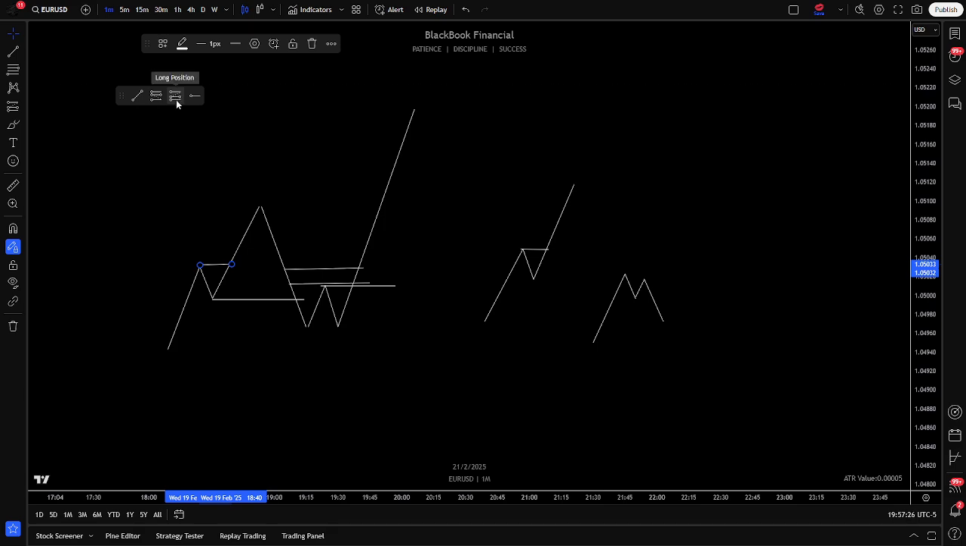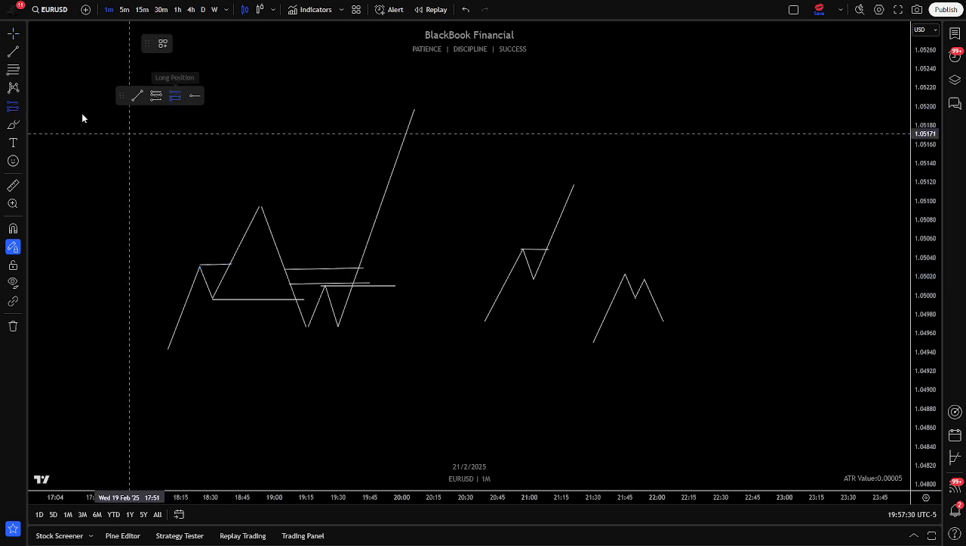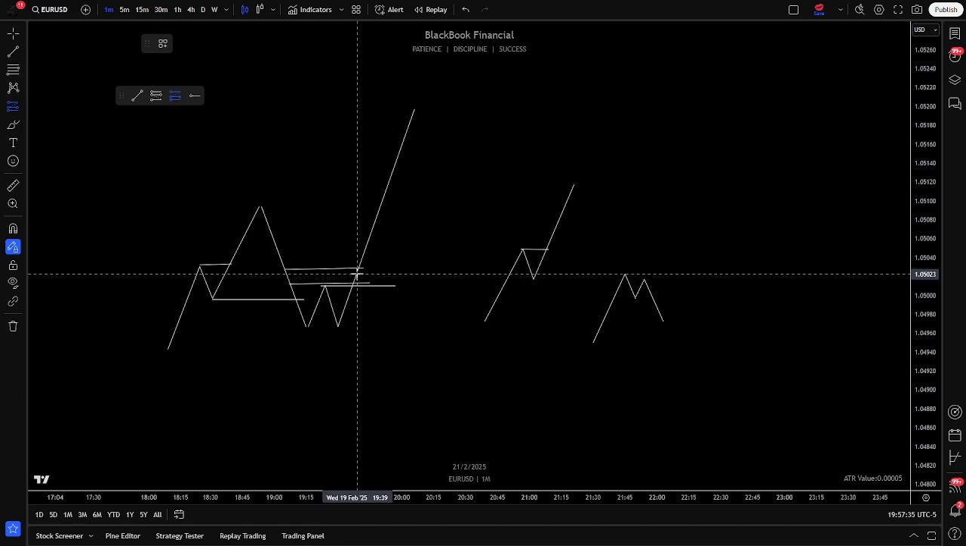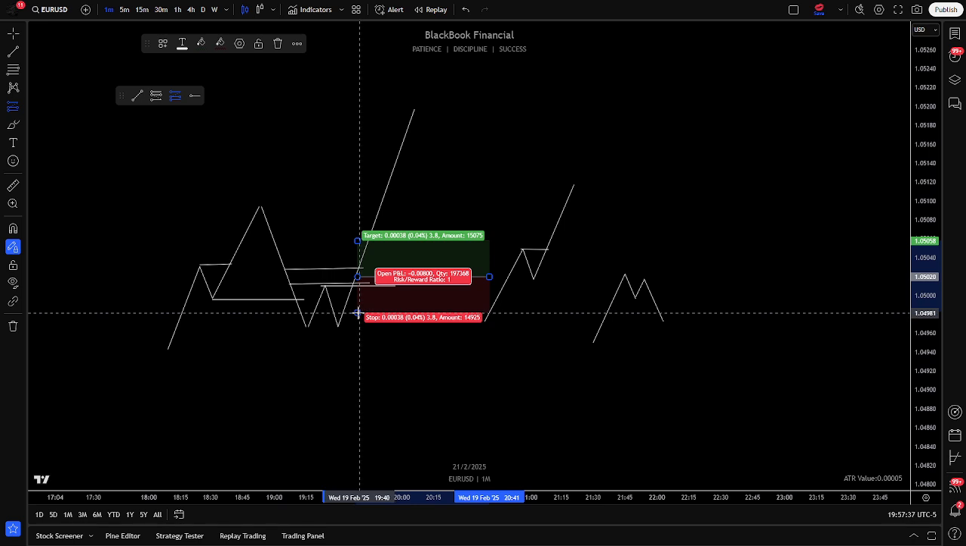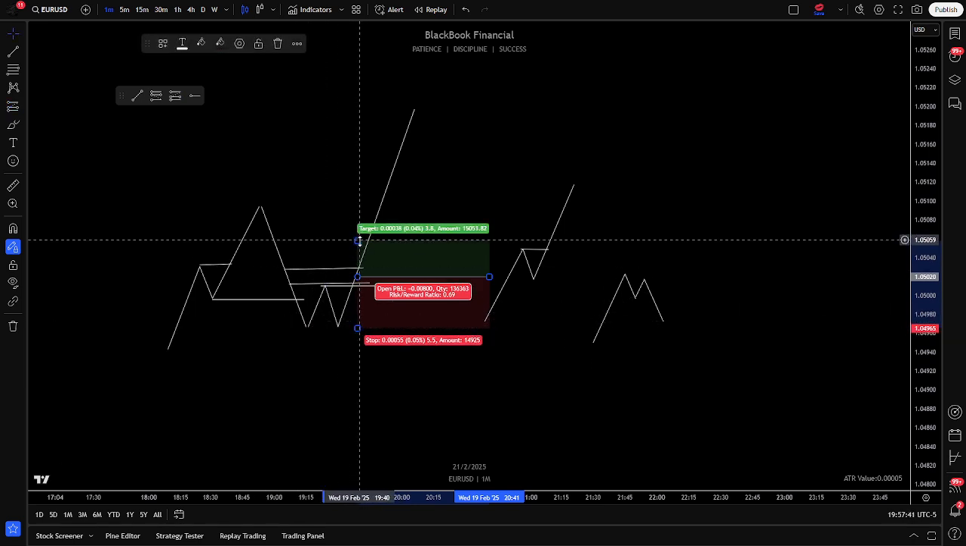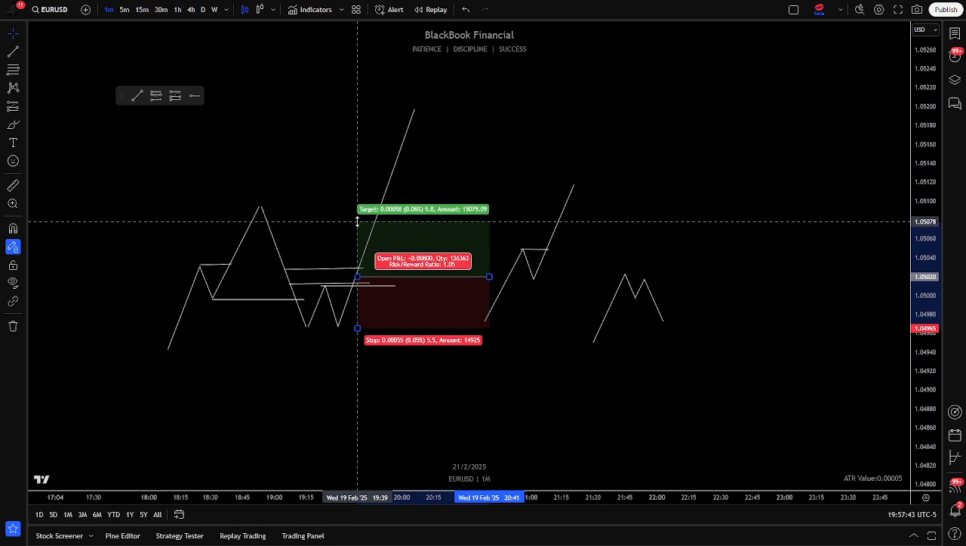And one of the most important things about this strategy, in my opinion, is the risk management. Where do we put our stop loss? Where do we put our take profit? What I like to do is after this market structure shift, I'll enter on a 1-to-1 risk to reward.